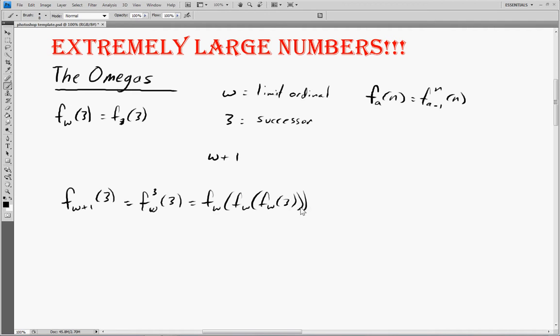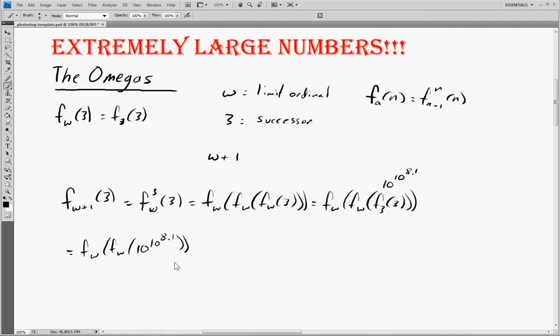What can we do here? Well, now we have a limit ordinal in the subscript right now. So we can diagonalize. Let's do that. We have f omega of f omega of f sub 3 of 3. Now, from previous videos, we know that f3 of 3 is a pretty sizable number. It's 10 to the 10 to the 81. So let's replace that. We have f omega of f omega of 10 to the 10 to the 81.